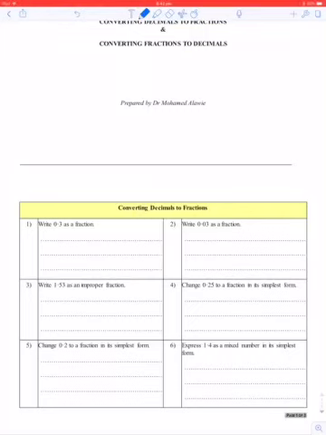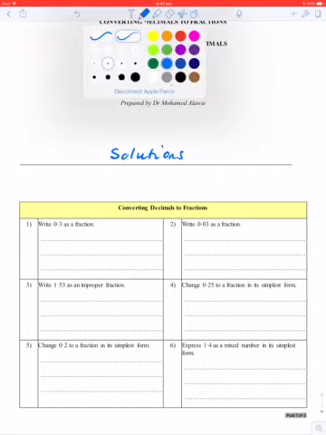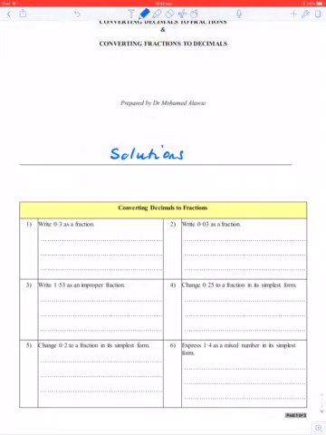So in today's lesson, we're going to learn about converting fractions to decimals and decimals to fractions. What I'll be doing here is basically writing up the solutions to some of these questions and also explaining what I'm doing in detail as I go along. So let's look first of all at converting decimals to fractions.